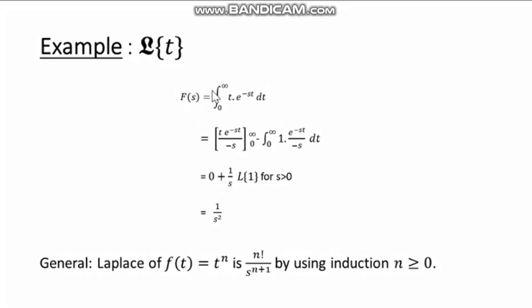Now you see what happens when it is Laplace of t square, then this will become t square into e raised to minus st dt, and this will be t square here, and here it will be 2t. Okay, so this 2 will come out.